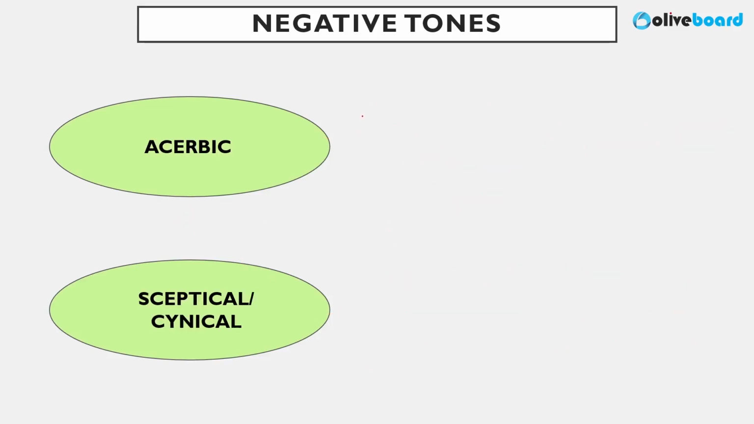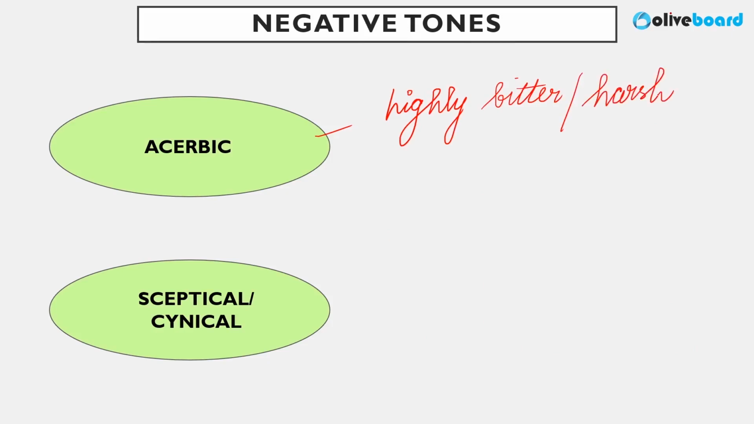Next is acerbic. Now this is also highly bitter. Even more than critical, it is very, very harsh, highly bitter. It is use of very harsh words. This is how you will recognize or identify this tone, acerbic. Acerbic is a highly bitter tone. It is a style of writing which is very, very sharp and straightforward. Sharp and I would say forthright. Even if it is negative, you are straight on the face. You are very, very sharp.